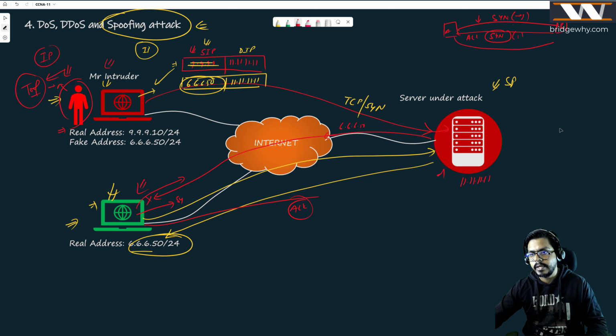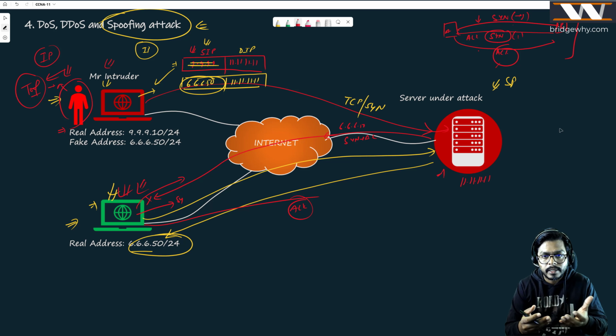And then A is going to reply to the SYN, right? It is going to say ACK. So SYN, SYN plus ACK, and ACK. This is how the three-way handshake happens. Now the server has sent SYN plus ACK, and it will be waiting for the ACK, but this guy is not going to send the ACK message. Why? Because in the first place, this guy did not even send the SYN message. It is as simple as that.